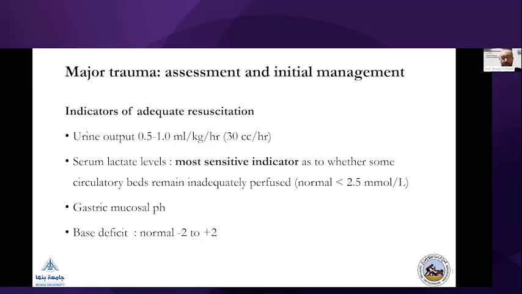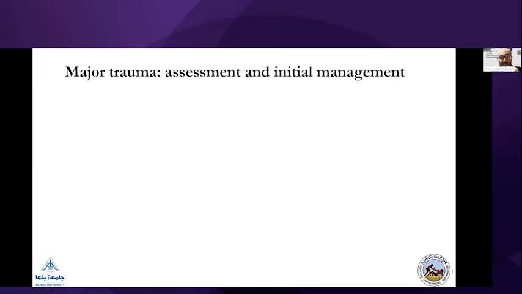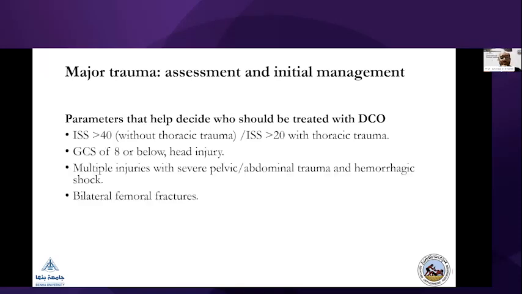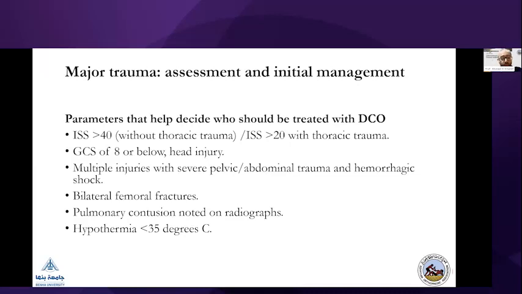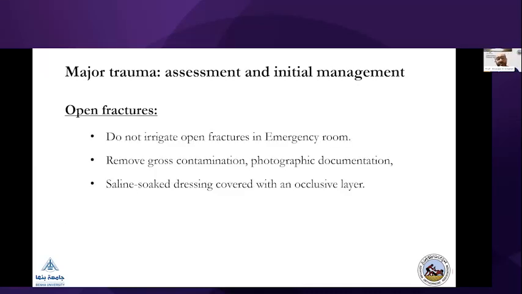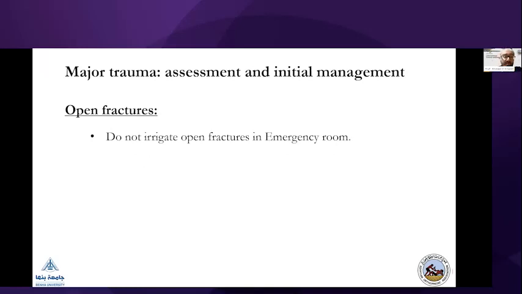Otherwise, if the patient is not adequately resuscitated, you have to look into something that is very fast and very concise. Many things have been described to differentiate between the patients that should go for damage control or definitive care. But apart from this, the open fracture itself, what about the main things around it?